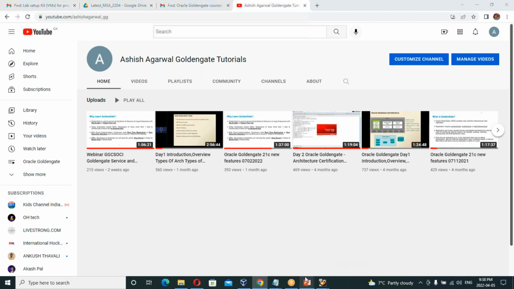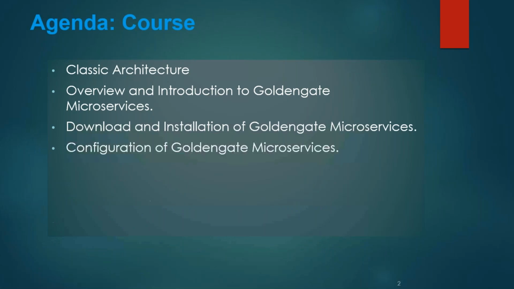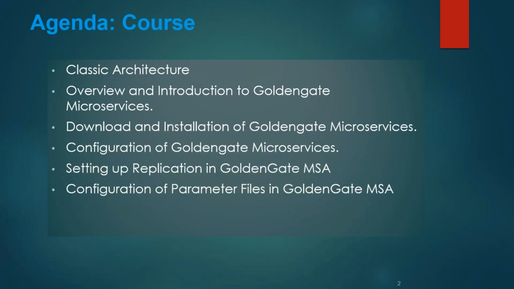So this is microservices architecture training. The agenda of this training includes overview and introduction to Goldengate Microservices, and download and installation of Goldengate Microservices. We'll discuss configuration, how to configure, what are the different components involved in Goldengate Microservices architecture, and how it is different from classic architecture. We'll be discussing how to set up replication in Goldengate Microservices architecture, what parameter files are and how you connect to those.